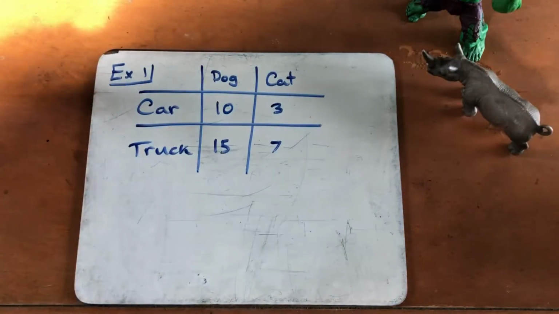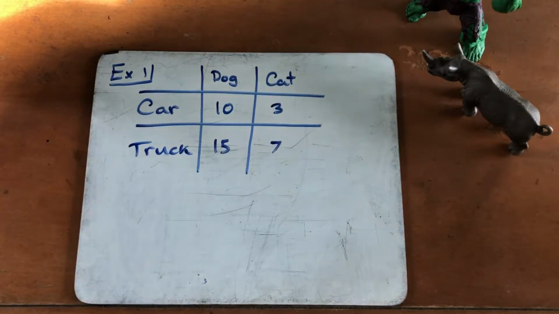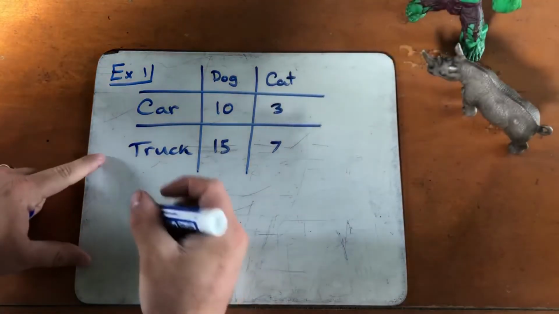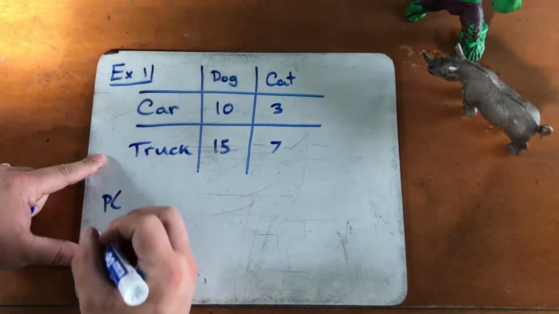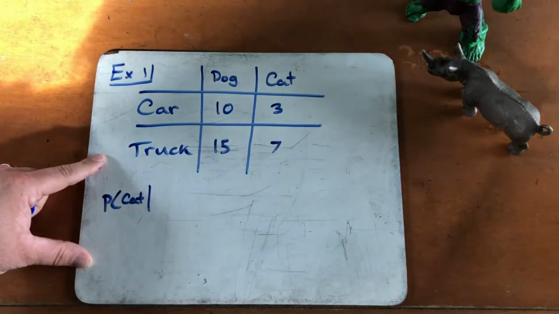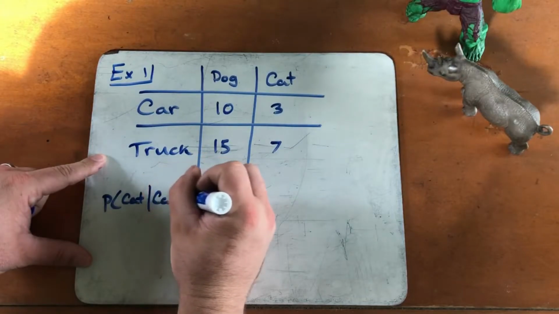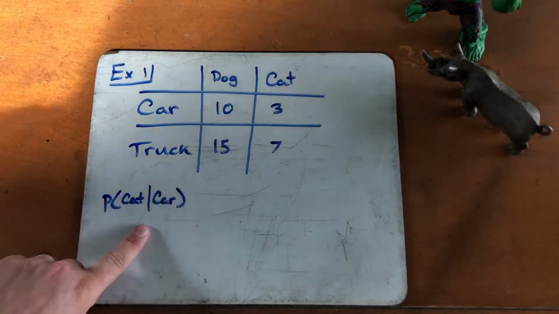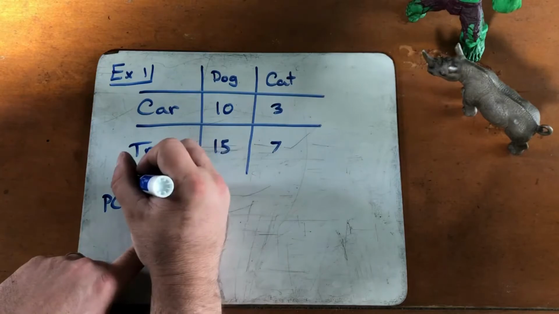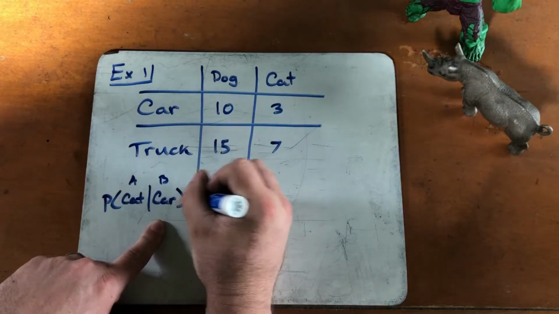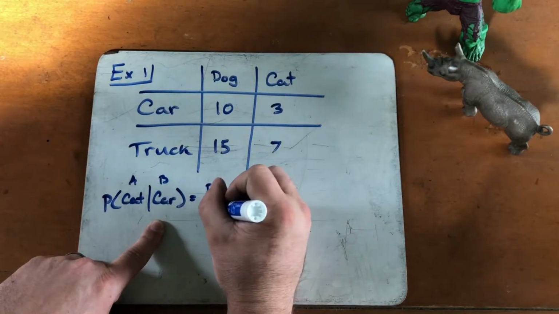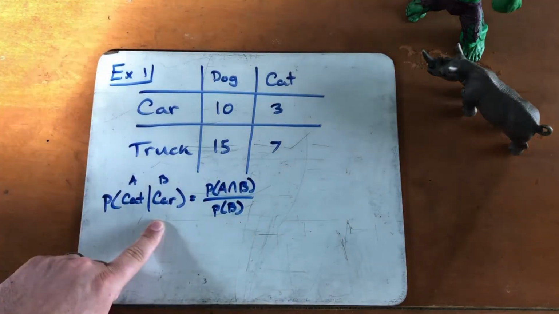I'm going to use the same two-way table for my first three examples. Let's say I want to find the probability of randomly selecting someone who owns a cat, given that they own a car. So I'm doing the probability of cat, probability of car. Let's call this A, this is B. So I'm doing the probability of A intersection B divided by the probability of B by itself.